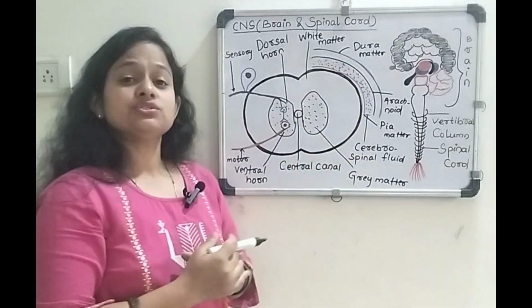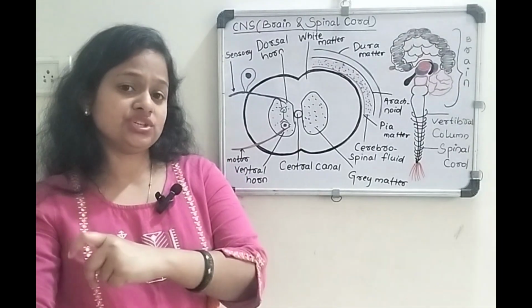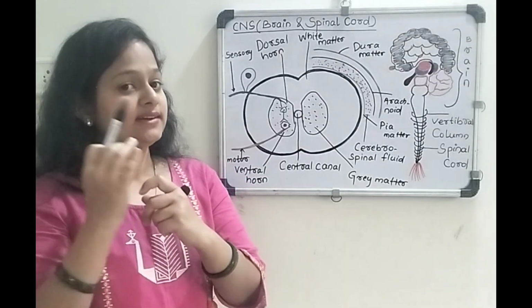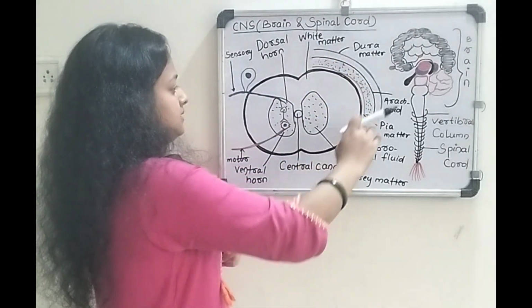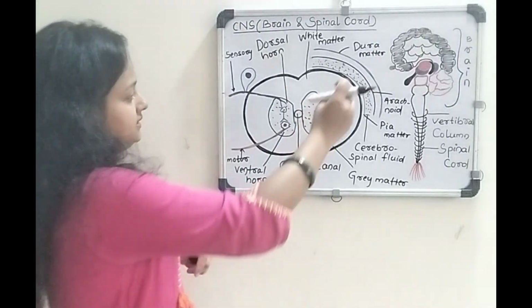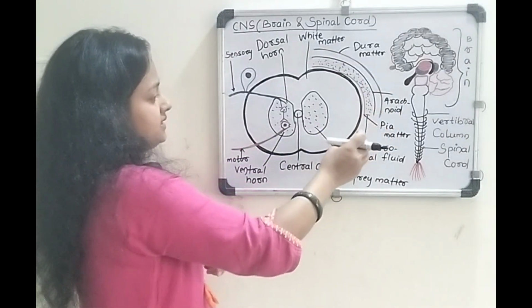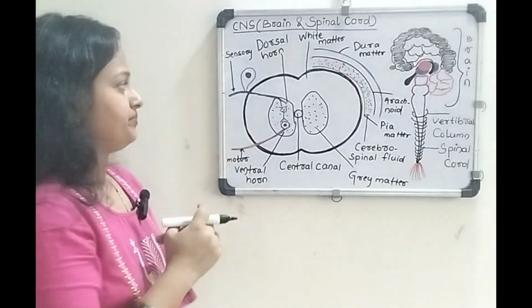And what is the cerebrospinal fluid? It is the fluid which diffuses from the blood and collects in this layer, and it runs in between these two layers. And this meninges then gives protection to the spinal cord like that of the brain.